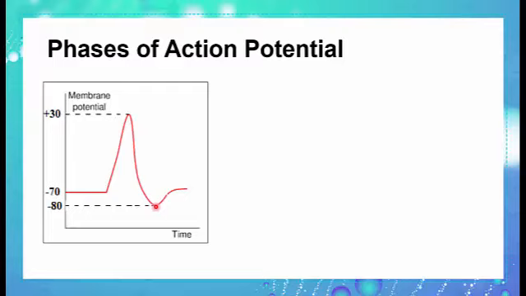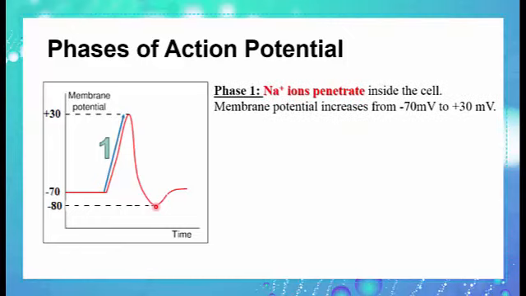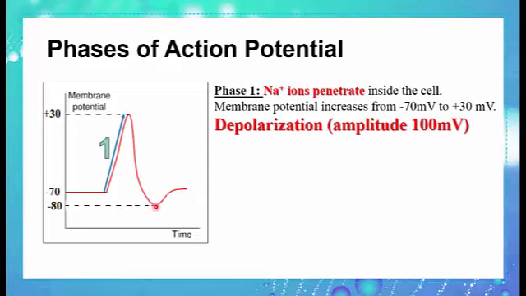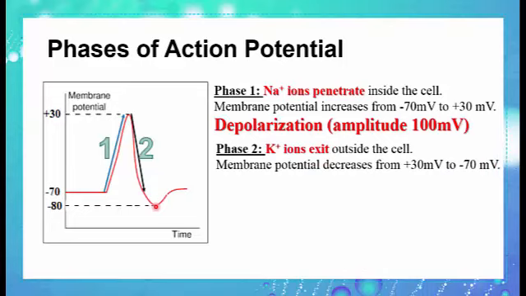But what happened in each phase? Let's see. This is the first phase. Phase 1. In this phase, sodium ions penetrate inside the cell. So the membrane potential increases from minus 70 to plus 30 millivolts. This phase is called depolarization. The second phase is the phase 2. Potassium ions exit outside the cell, so the membrane potential decreases from plus 30 to minus 70 millivolt. It returns to its initial value. This phase is called repolarization.